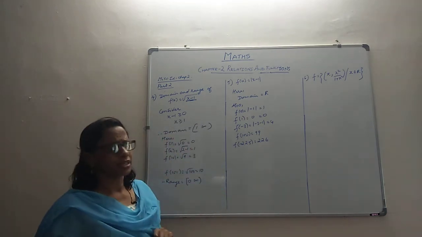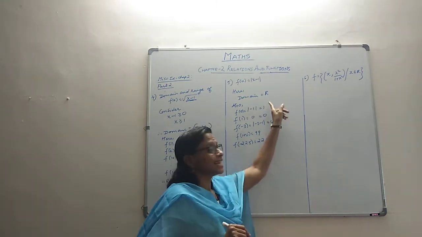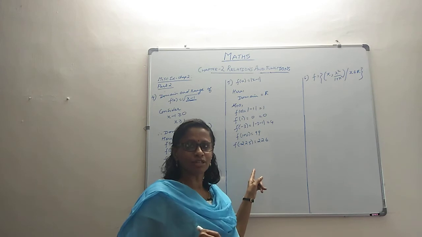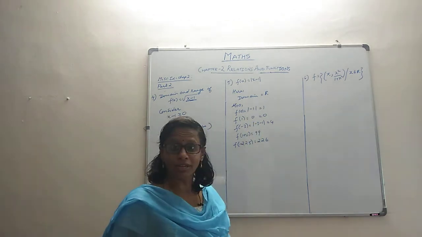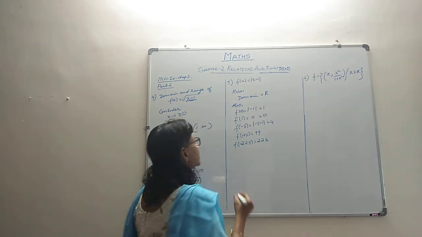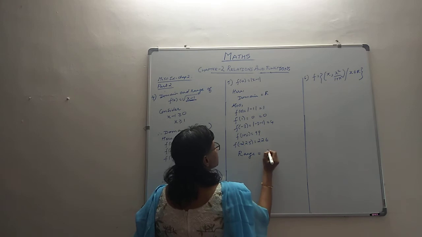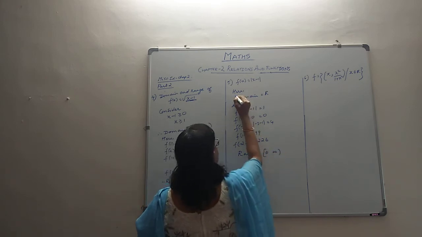What do we observe? No matter what value we substitute, we are always getting the function's value as positive. All the function's values are always positive. That is enough of a hint, and 0 is also included. So that helps us to get the range. The range for us is going to be from 0 to infinity. Their ranges are matching in the previous question and here.